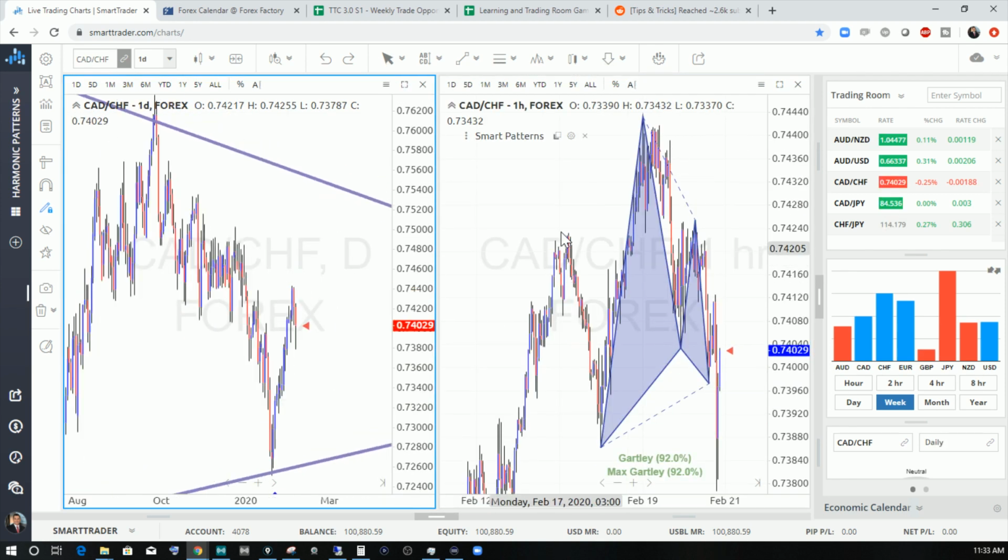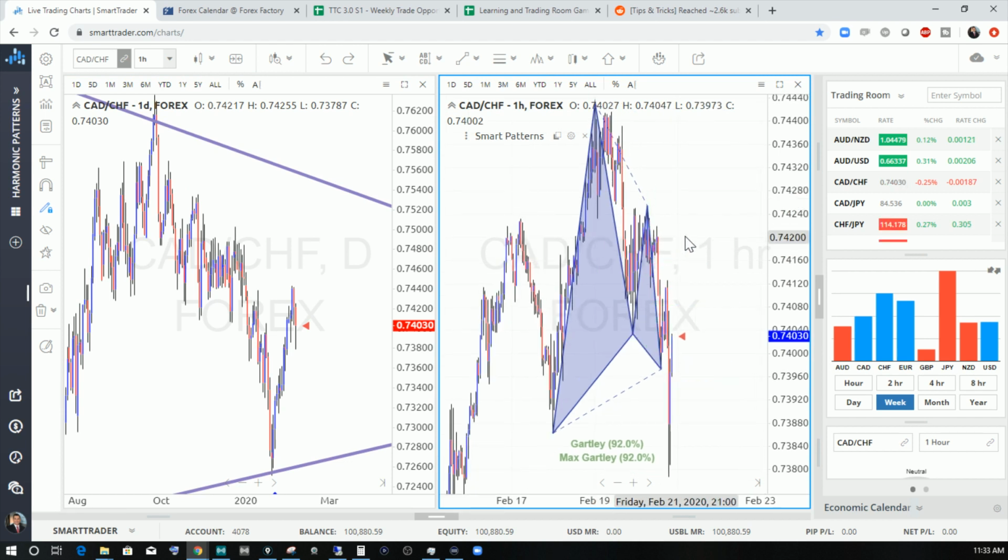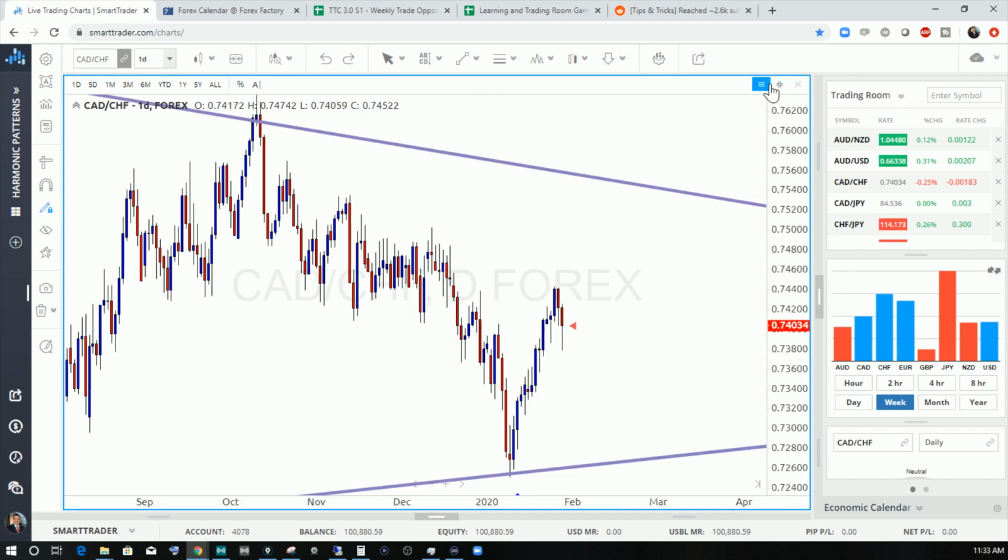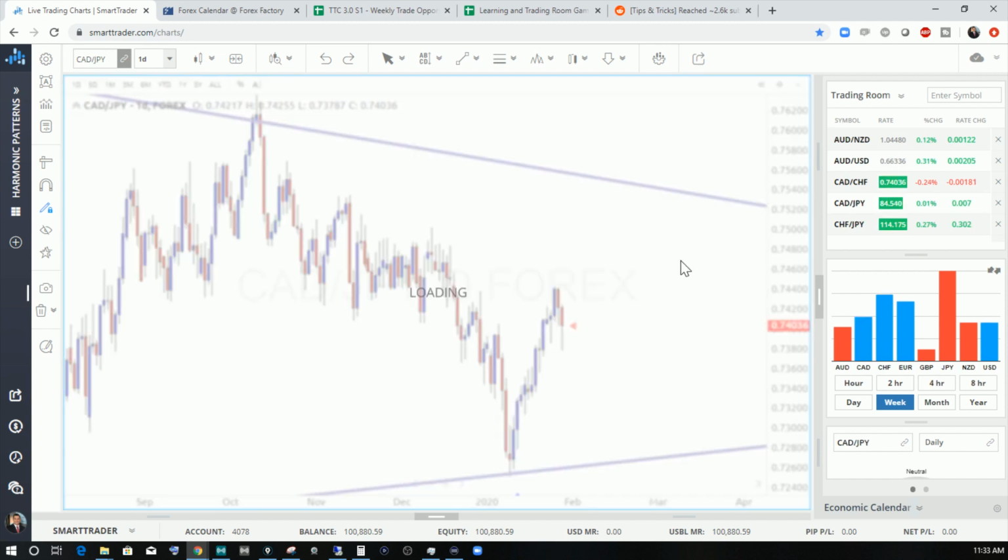All right, so we're still looking for bullish patterns. We're still going to be buying all bullish patterns. Let's go ahead and take a look right here on the next chart. Next chart is going to be Canadian JPY.